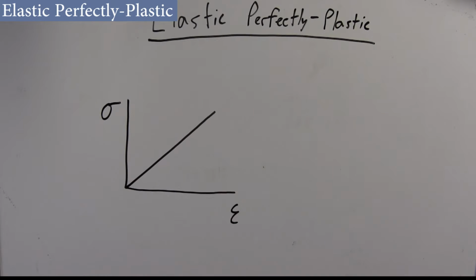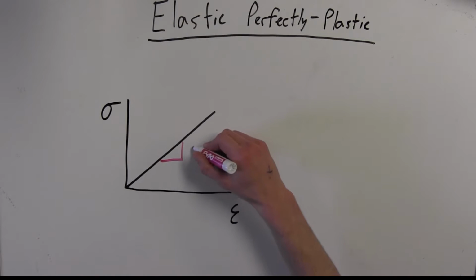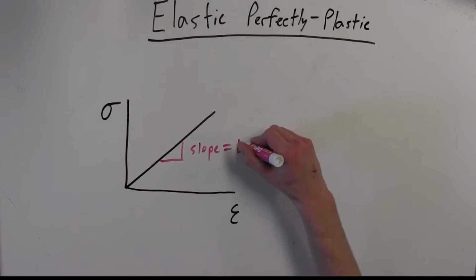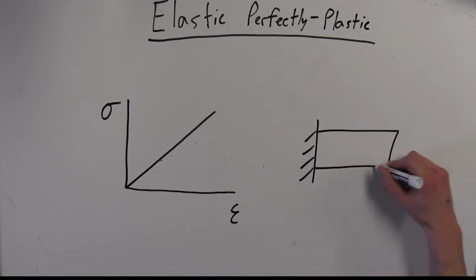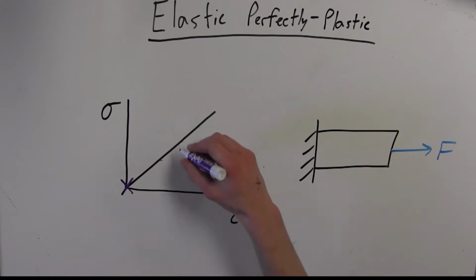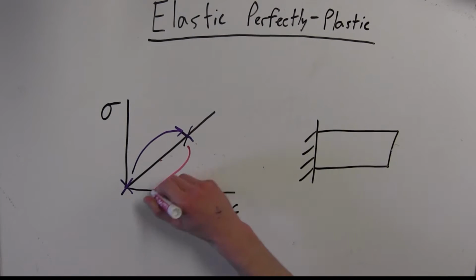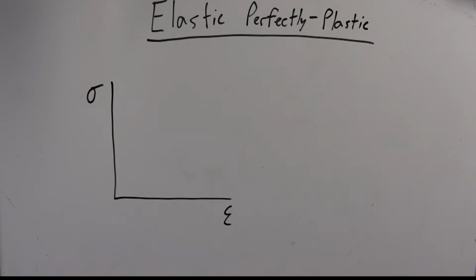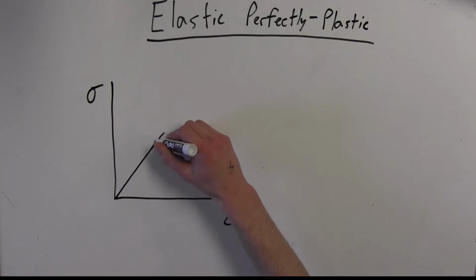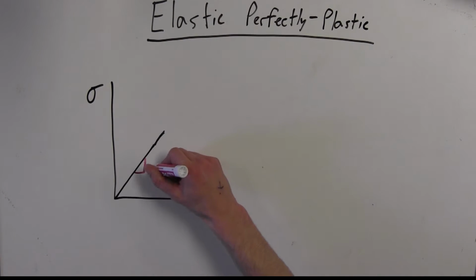Consider the graph of stress versus strain for an elastic material. Note that the stress and strain are directly related, and the slope of the graph will be E. If an elastic beam is loaded such that its stress and strain increase, and then it is unloaded, note that it will simply revert to its original configuration. At low stresses, elastic perfectly plastic materials will act elastically and follow this graph.